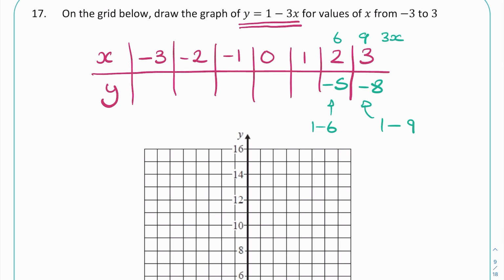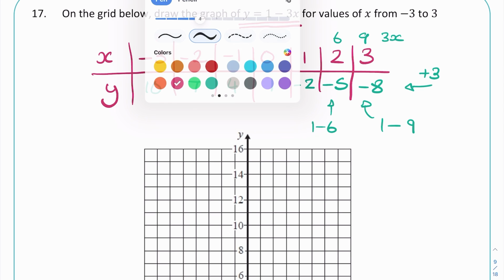Now I only need to do a couple because now I can spot the pattern. So going backwards this way, we are adding 3 each time. So adding 3 to negative 5 is negative 2, add 3 again is 1, and then 4, and then 7, and then 10. So it's pretty quick to do this table even if you don't have table mode.